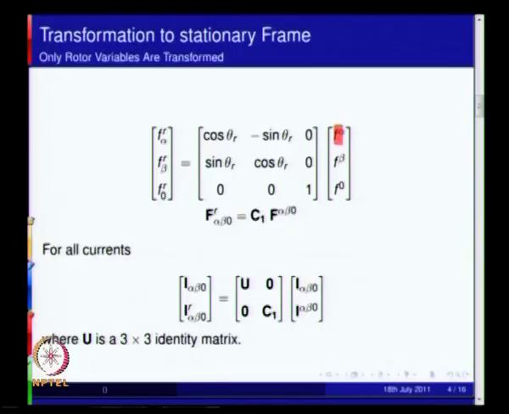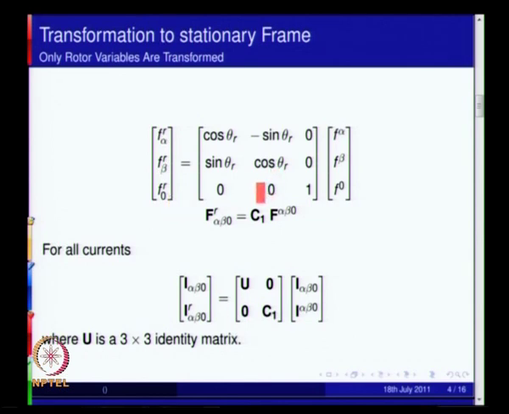So, how do we do that? You have F alpha beta and 0, that is now transformed into these terms. These are the rotor variables actually, as mentioned by the superscript R, but then this first term is on the alpha axis of the stator, the second term is on the beta axis of the stator, and the third term lies along the 0 axis.